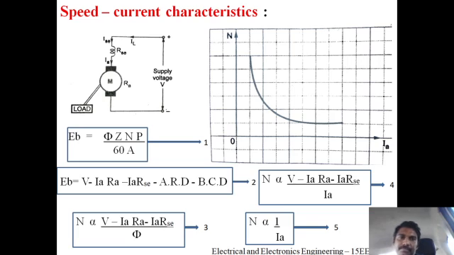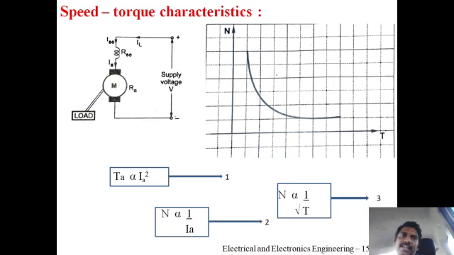Based on this idea we can analyze the speed torque characteristics. If you observe the graph, it is similar to that of speed current, because already we know that torque is directly proportional to the square of the armature current. So we will get a similar type of graph for the speed torque characteristics.